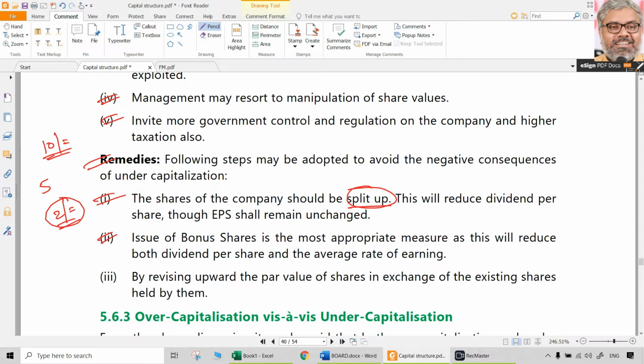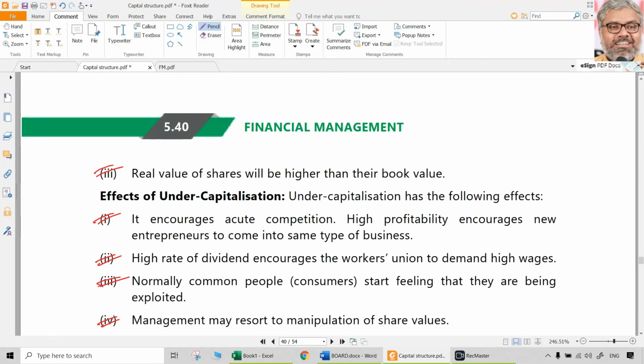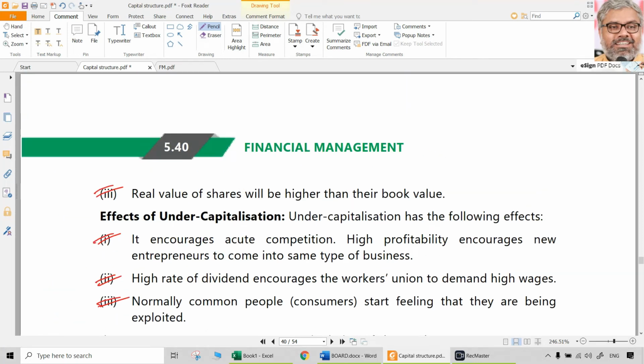Then issue of bonus shares is another remedy for this. Or by revising upward the par value of the shares in exchange for existing shares held by them. That is not practically possible, but if that happens, it can be considered as one of the remedies. So companies cannot just increase or decrease their par values at their will.